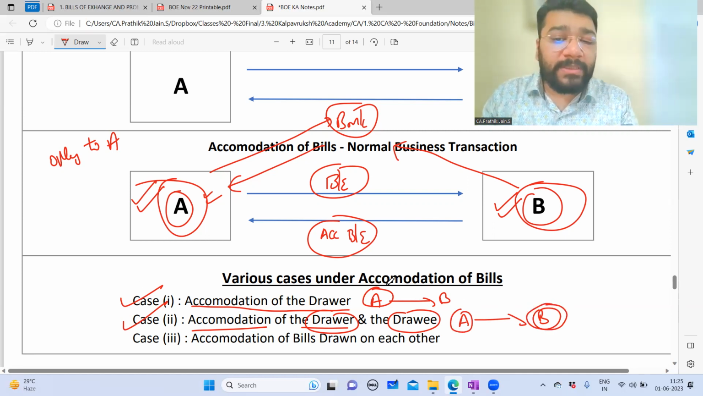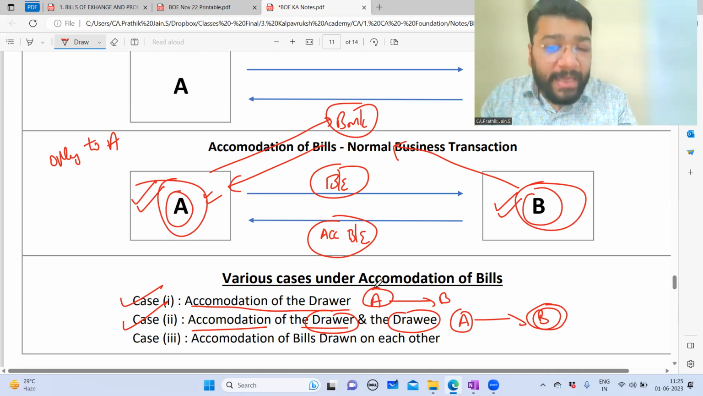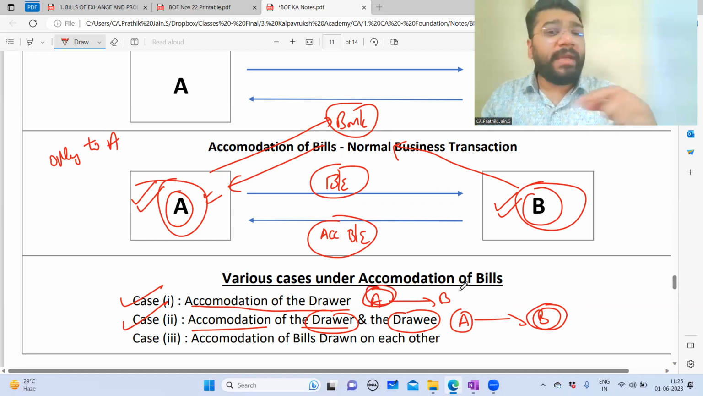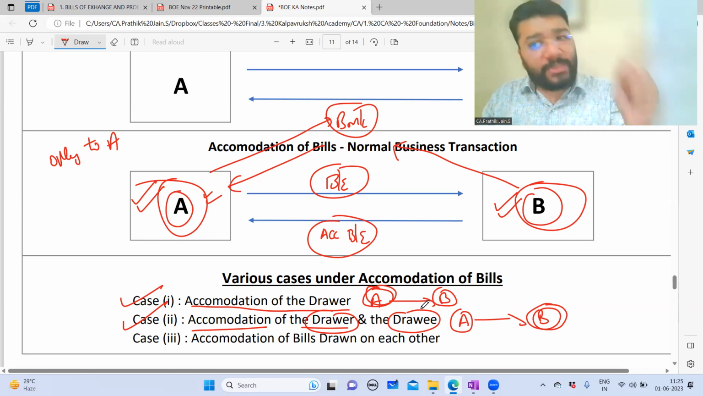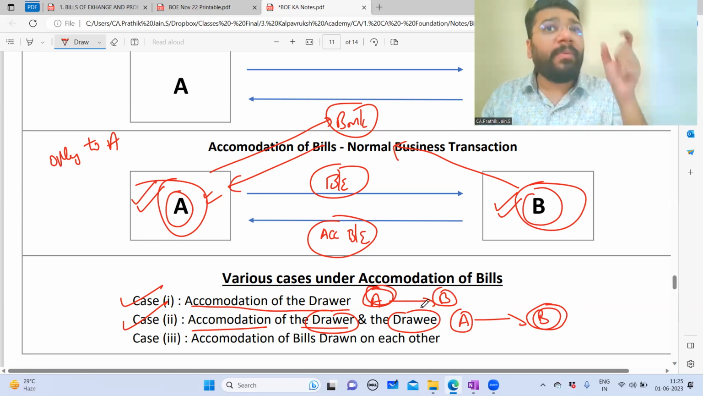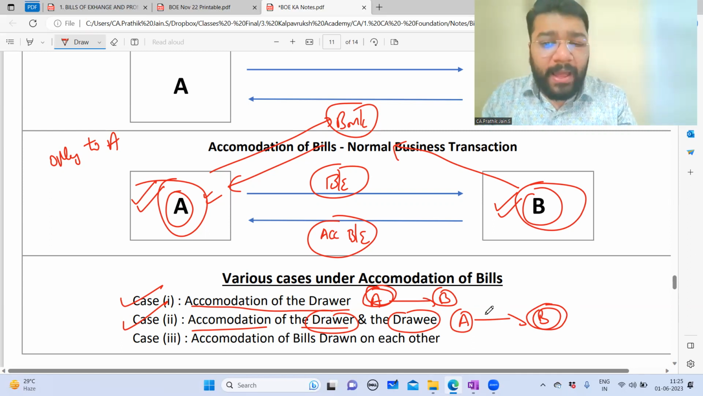In the first case, what happens? A is drawing the bill on B, only A is enjoying that money. On the due date, A will make this payment to B, B will make the payment to the banker. In case 2, what happens? A is still the only one drawing the bill. But whatever amount we are getting from the bank, that money is being split between B and A. On the due date, what will happen? B will make the payment to the bank.